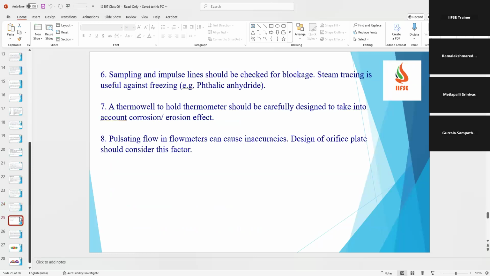Then sampling and impulse lines should be checked for blockage. Steam tracing is useful against freezing. Some will have sample points for the collection of samples. Sometimes they get choked because we do not take samples very often. There we can use steam to clear any freezing. A thermowell to hold the thermometer should be carefully designed to take into account corrosion or erosion. And pulsating flow in flow meters can cause inaccuracies. The design of the orifice plate should consider this factor.